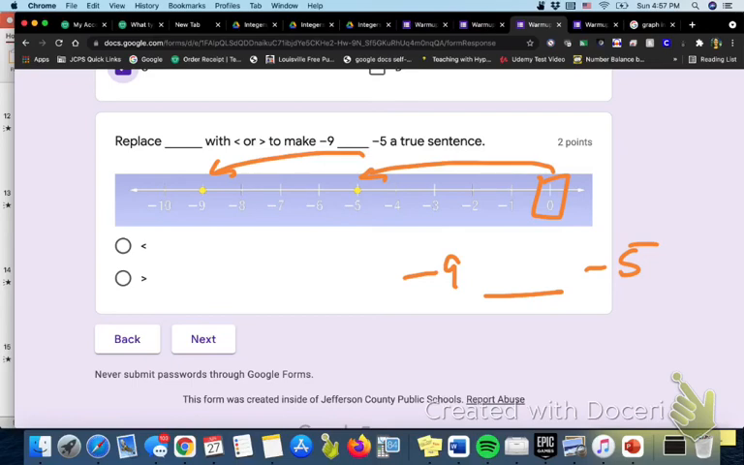So for example, think about a temperature. If it's -9, it's colder than -5 degrees. Same thing, if you owe somebody $9 and you owe somebody else $5, which one's more broke? If you owe somebody -9, right? So we're going to fill in the blank. That means that -9 is less than -5.